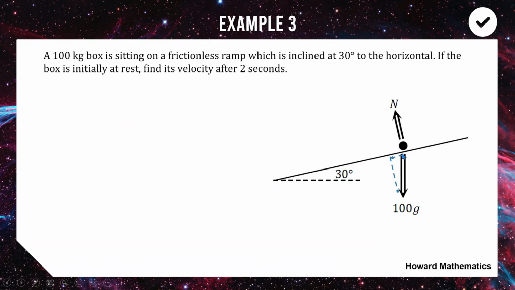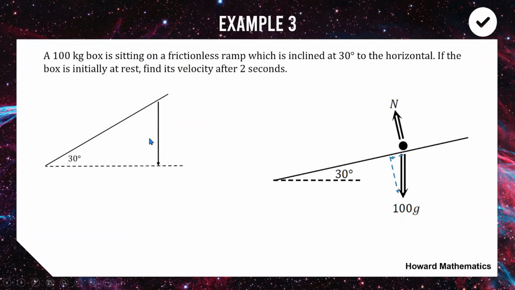So we're going to split this 100 g force, because remember, forces are mass times acceleration. The box has a mass of 100 kilograms, and the acceleration is g, where that represents the acceleration due to gravity, which is usually around 9.8 meters per second squared. We're going to split this weight force into 2 components, one going down the ramp and the other opposing the normal force, going perpendicular to the ramp.